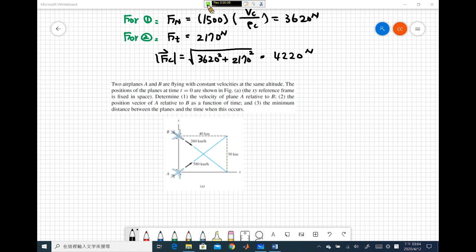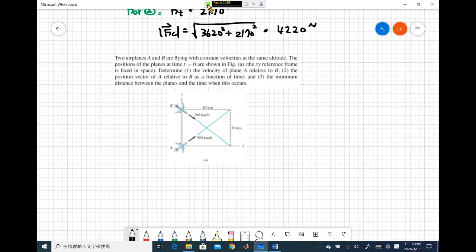Now we have two airplanes A and B flying with constant velocity at the same altitude. The positions of the planes at time t equal to 0 are shown in the following figure. So basically they move in straight lines, but in two different directions. We need to determine the velocity of plane A relative to B, the position vector of A relative to B as a function of time, and also the minimum distance between the planes and the time when this occurs.